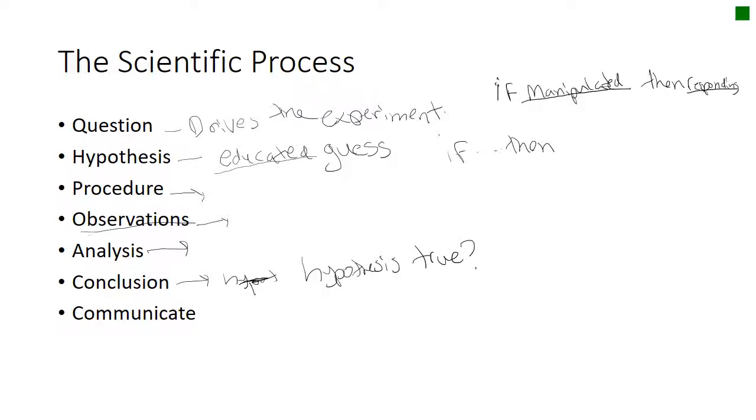Also, what can go in your conclusion is anything that you might think could benefit, or could make your experiment better. Any real-world applications. I know we talked about the analysis as well, but the main thing is this: is your hypothesis true? Okay. When you communicate, that means you got to publish your results.